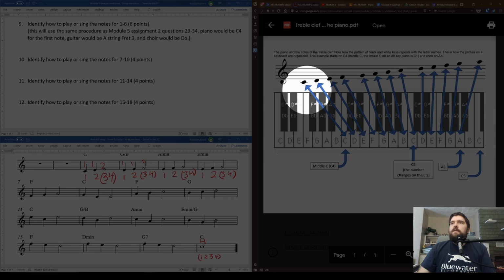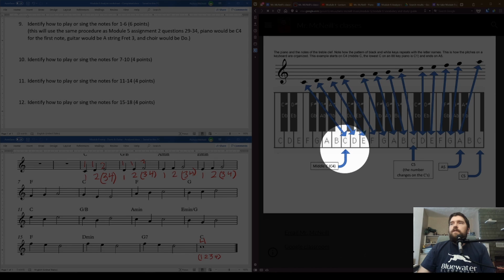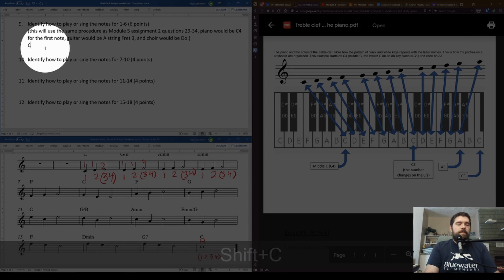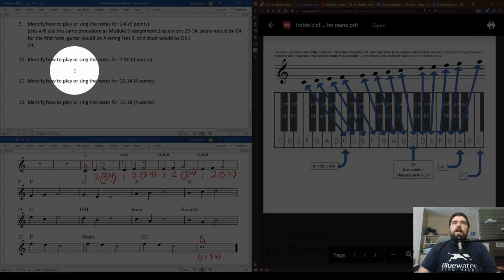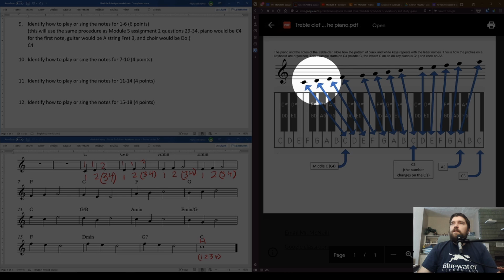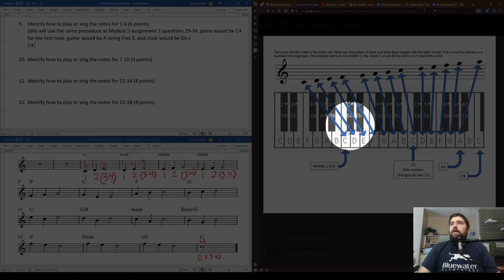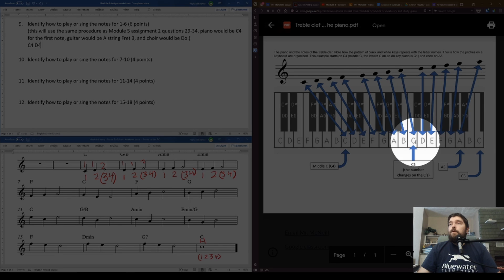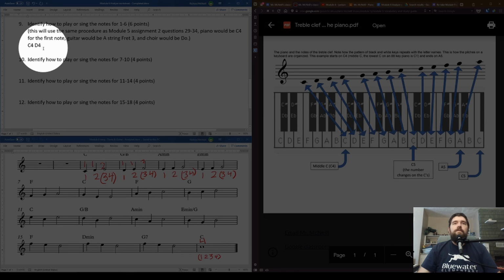All right, so our first one here is that C right here, and it is right here. So this one is a C4. It's in this range right there. Okay, our next note will be on the space below the staff. I follow the arrow down, and that one is a D. It is above C4 and below C5, so it is D4.